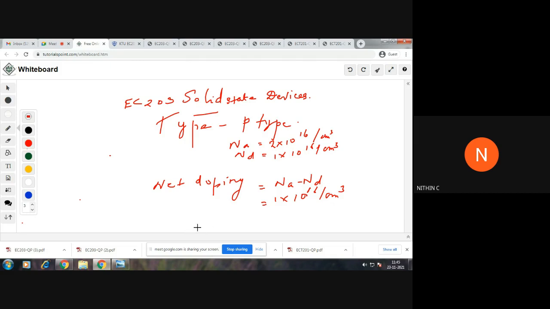And this will be equal to which value? 1 into 10 raised to 16 per centimeter cube. What is the type of the carrier? Whether it is electrons or holes.